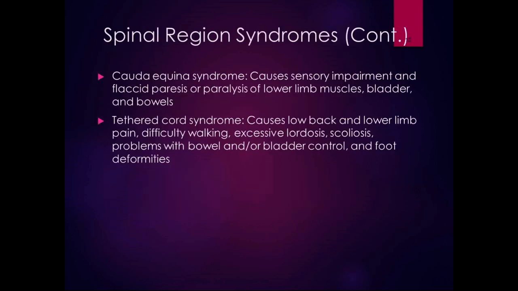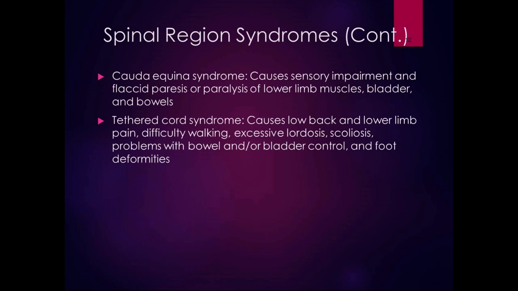Cauda equina syndrome is the fourth one, when I mentioned 5 in the learning objectives. Cauda equina syndrome causes sensory impairment and flaccid paresis or paralysis of lower limb muscles, bladder, and bowels. A lot of times when people come in with cauda equina, they come in with either unilateral or bilateral sciatica, and we'll talk more about the red flags for this, and with reports of bowel and bladder function changes.